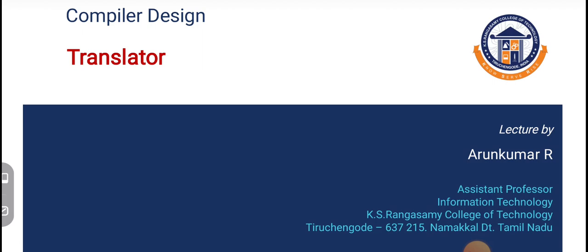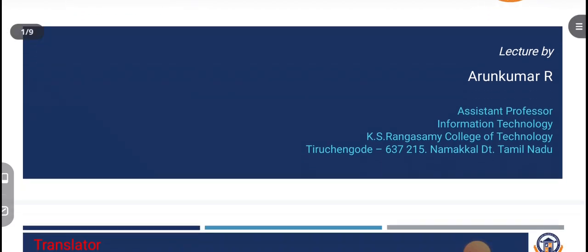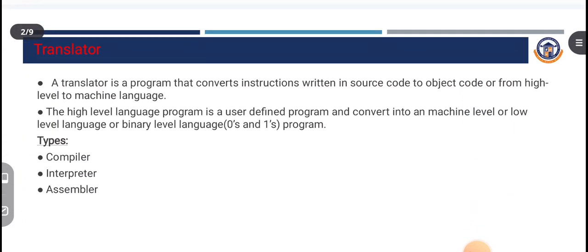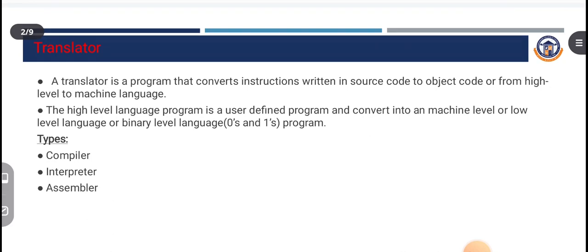Today we are going to discuss translators. A translator is a program that converts a high-level language program into a low-level language program, or binary level language program, or machine level language program. The high level language program is any program that a user designs and defines.